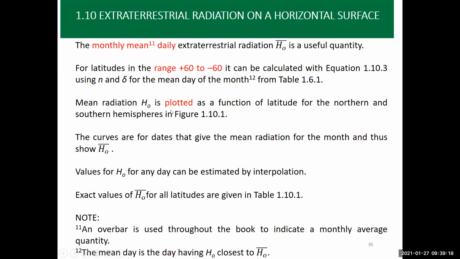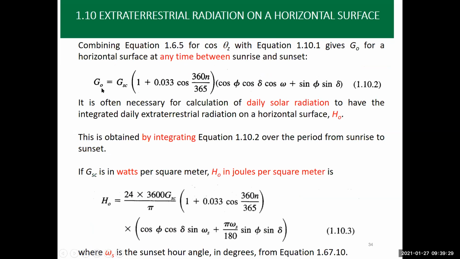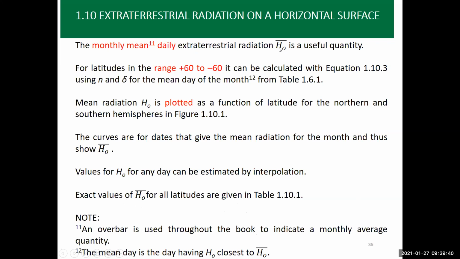And then we may need also to get a monthly mean. For the monthly mean, we are going to use H naught bar. The bar here means that we are talking about the value for a whole month. So the G naught is an instantaneous value depending on the hour of the day. H naught is the integration all over the day. H naught bar is the integrated value for the whole month. And these values are given in terms of equations, as you can see here.